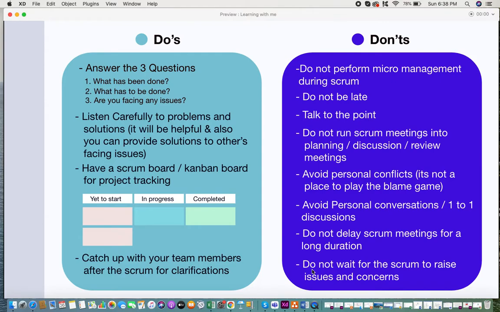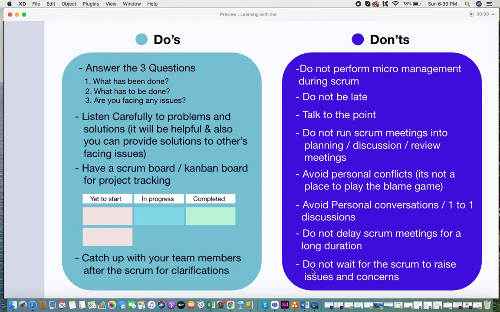The next one is listen carefully to problems and solutions. So when you listen carefully to problems and solutions, either you would be prepared to deliver certain solutions to the problems others are facing, or in case you might also be facing the same issue to which someone might be explaining the solution. So at that time you always need to pay attention to what is being said, because every information that's being conveyed during a Scrum is valuable to everyone.